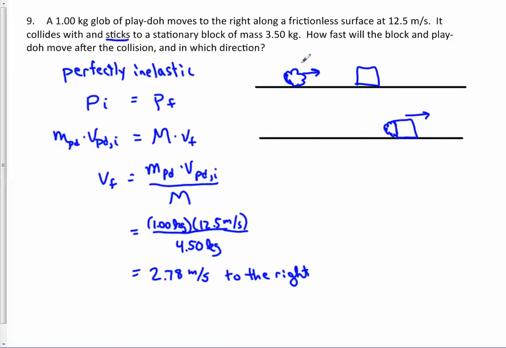Conservation of momentum. This little piece of Play-Doh is moving faster. Now when they combine, it has to be the same amount of momentum, but now there's more mass, right? More mass, so less velocity, so it's still the same amount of momentum. So it is going slower after they collide. So that all makes sense. Okay.